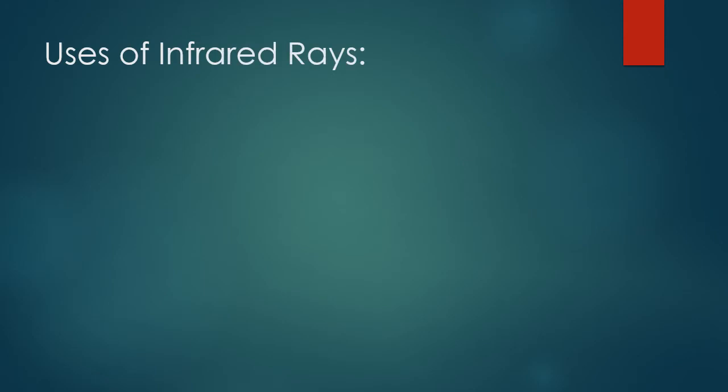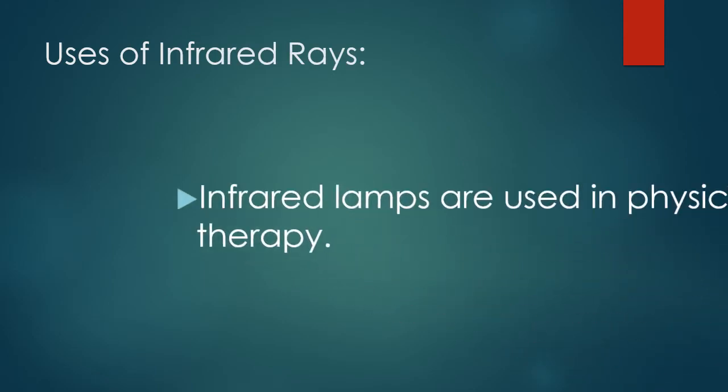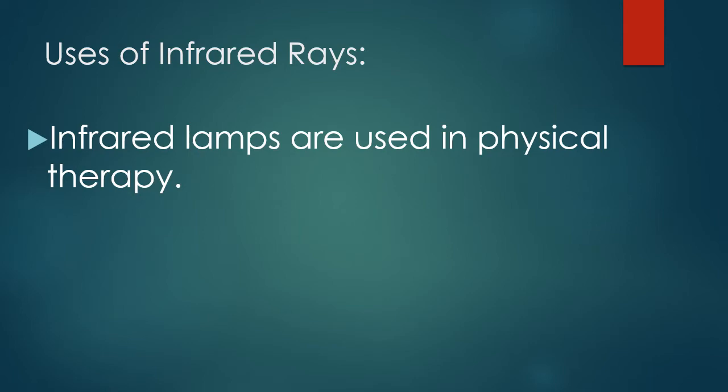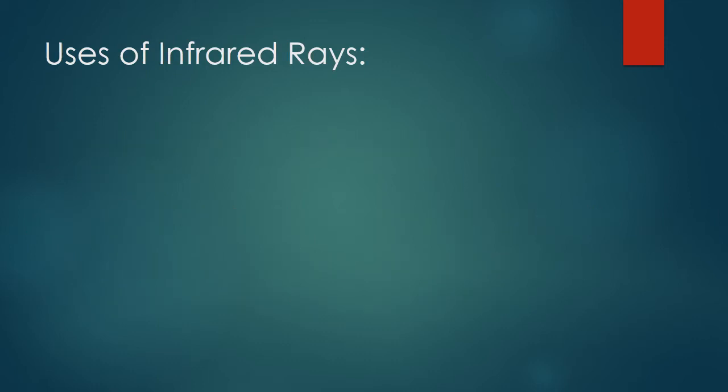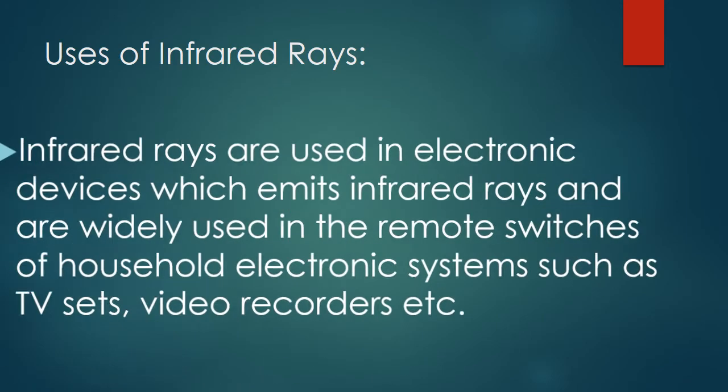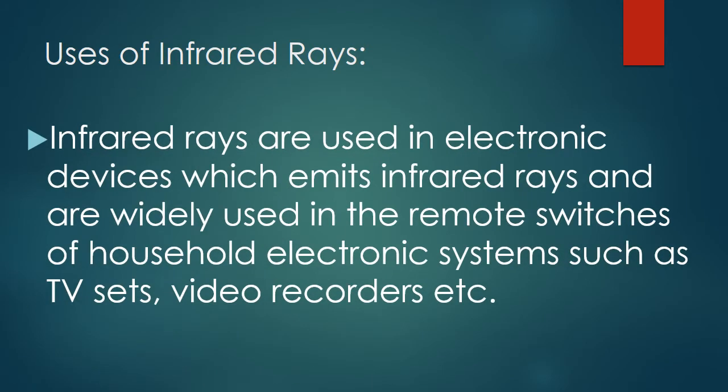Next, what are the uses of infrared rays? So we are going to discuss its uses. Infrared lamps are used in physical therapy. Infrared detectors are used in Earth satellites for military purposes as well as to observe the growth of crops. They are also used in electronic devices which emit infrared rays and are widely used in the remote switches of household electronic systems such as TV sets, video recorders, etc.